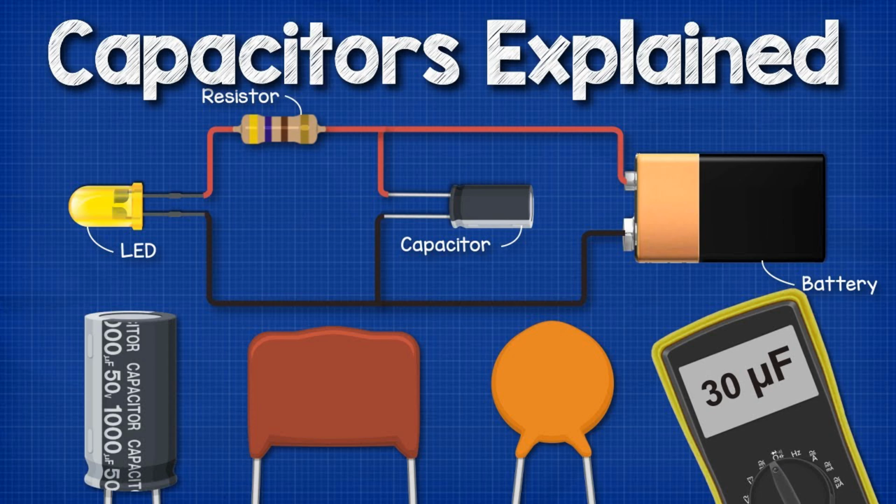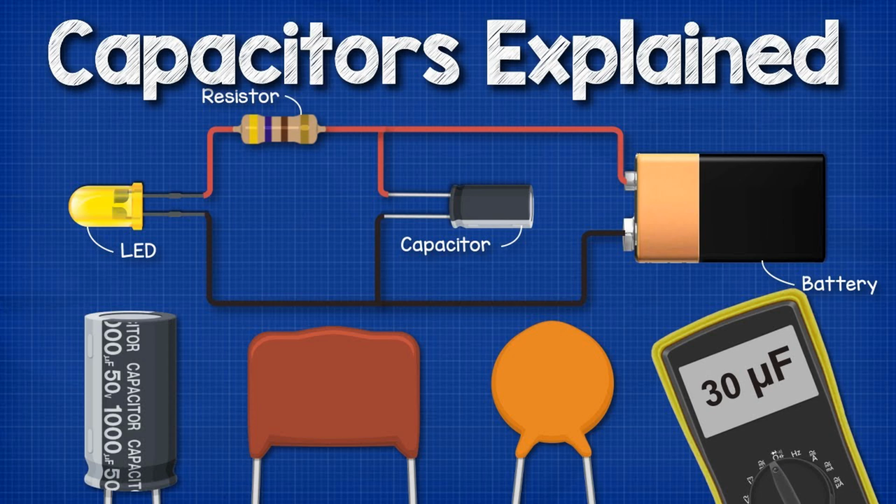Filtering in communication systems. Description: capacitors filter out unwanted frequencies and noise from communication signals, ensuring clear and reliable transmission. Example: in cellular base stations and network equipment, capacitors help filter out interference and ensure signal integrity.